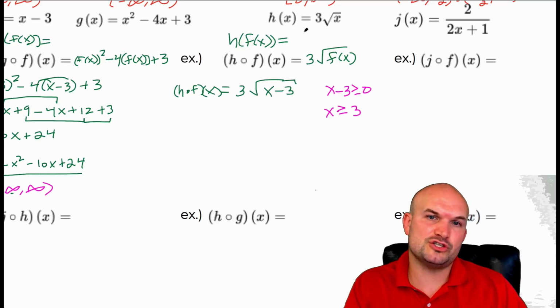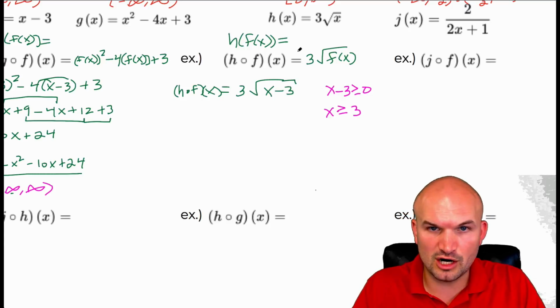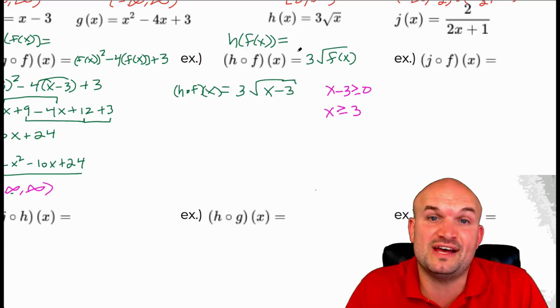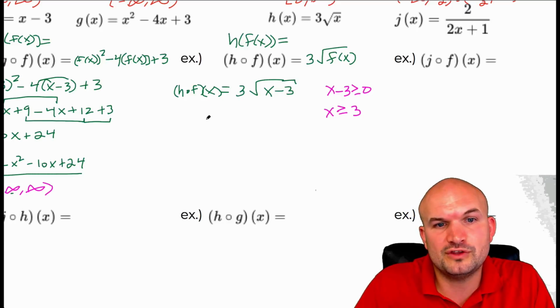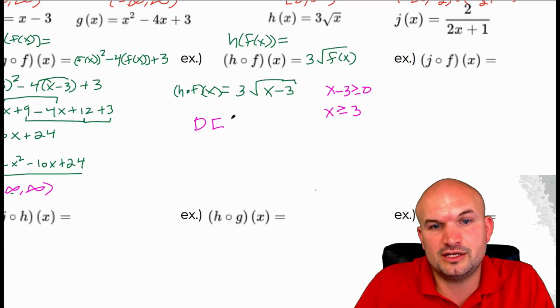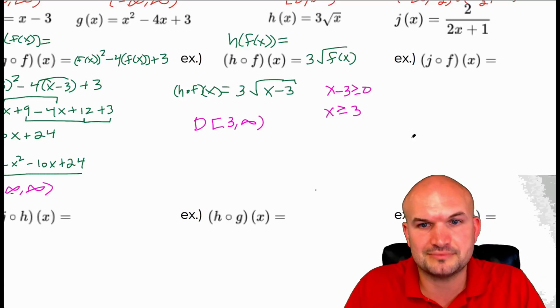So now my restriction of h of x, or of this composition, is for all values greater than or equal to 3. So for the domain, I'm just going to write that it can include 3, and then go all the way to infinity for all positive values.